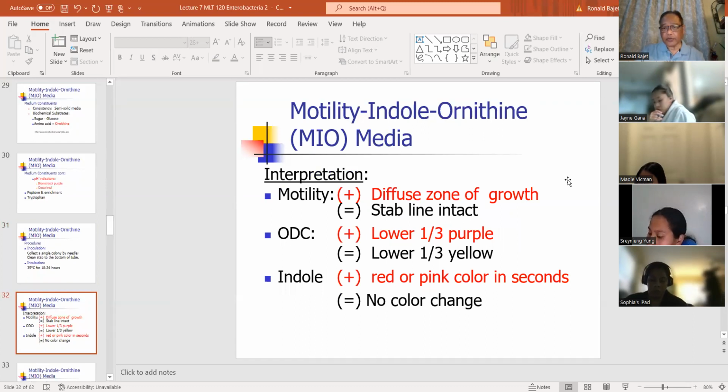Motility, like I said, is diffuse growth throughout the tube. A negative is you see the stab line intact. For the decarboxylase test, you look at the lower 1/3 of the tube and if it's positive, it's purple. If it's negative, it's yellow. And the indole tube is a test that's performed last because you're adding the liquid reagent to the top of the tube. And if you see a red or pink color, then that's positive, just like what you saw in the earlier slide. And if it's negative, you got no pink at all.